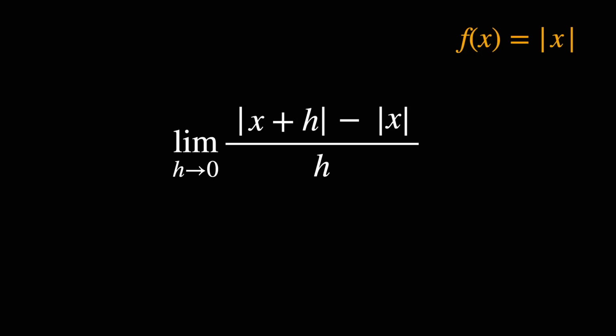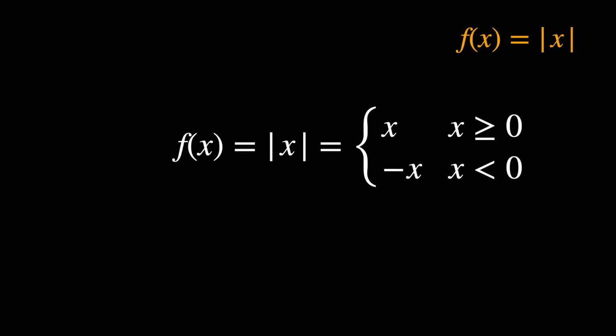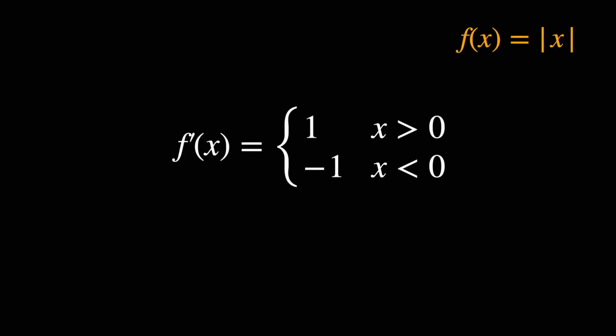We usually just define absolute value of x in a piecewise manner. Absolute value of x is x when x is positive, and negative x when x is negative. Taking the derivative is actually pretty easy. You just have to take the derivative of both cases. So f prime of x is either 1 or negative 1, depending on the sign of x. But we usually just stop there. We don't really have a nice closed form expression for our derivative.